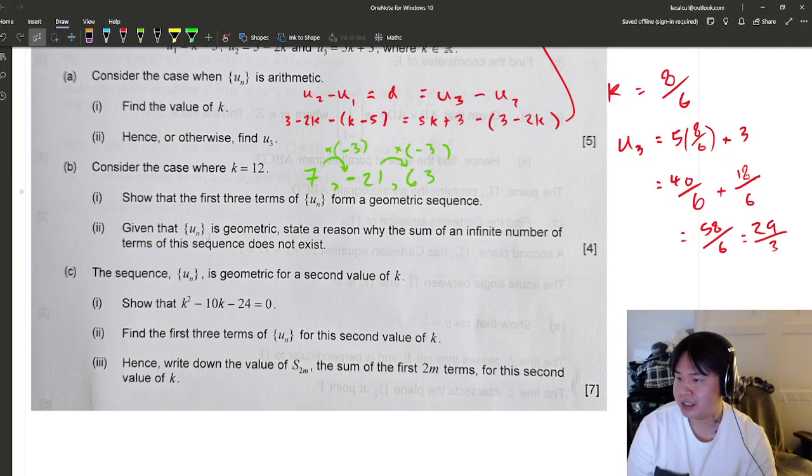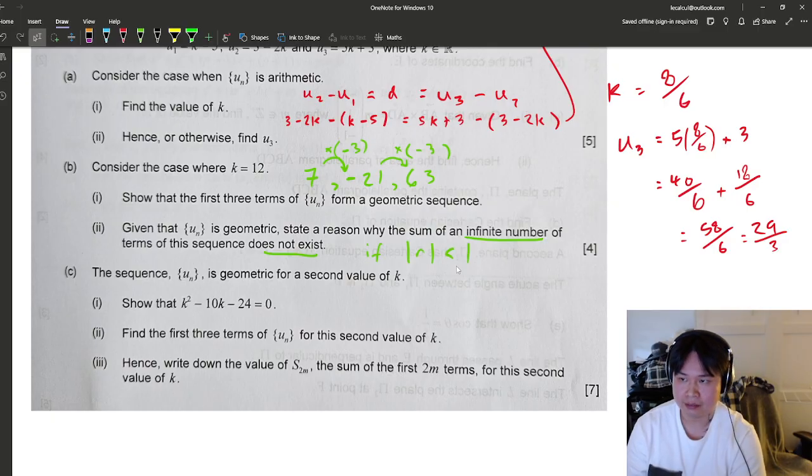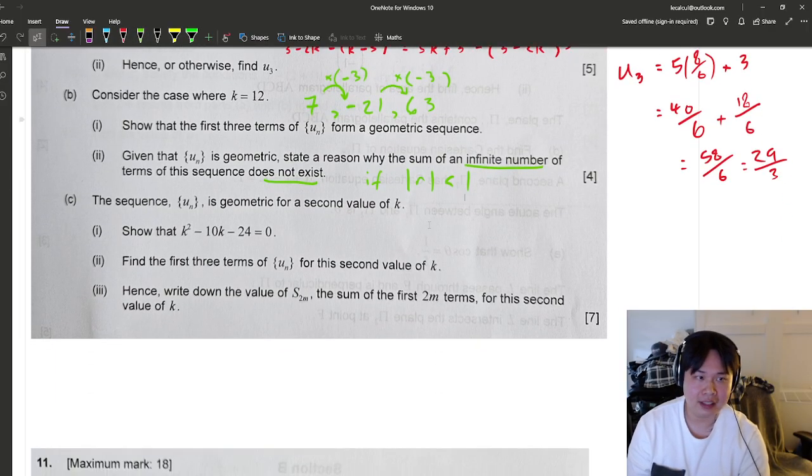Given that Un is geometric, state a reason why the sum of an infinite number of terms does not exist. Okay. An infinite sum only exists if r is between 1 and negative 1. Our ratio is negative 3, so the sequence is going to diverge and not have an actual sum.